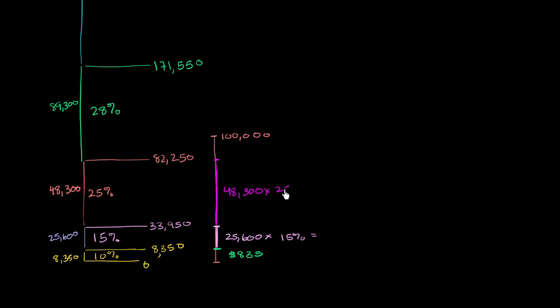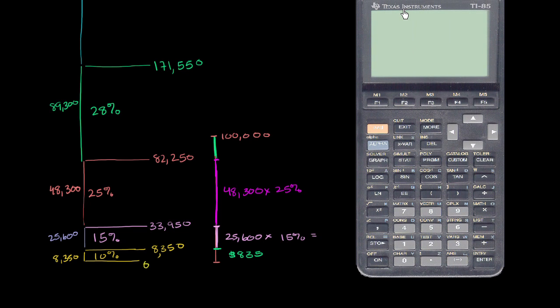So it's going to be $48,300 times 25%. And then finally, the remainder, the amount above $82,250, since I don't get into the next bracket above that, this part right over here is going to be taxed at 28%. And let me get my trusty calculator out to figure out what that is. So the difference between $100,000 and $82,250.